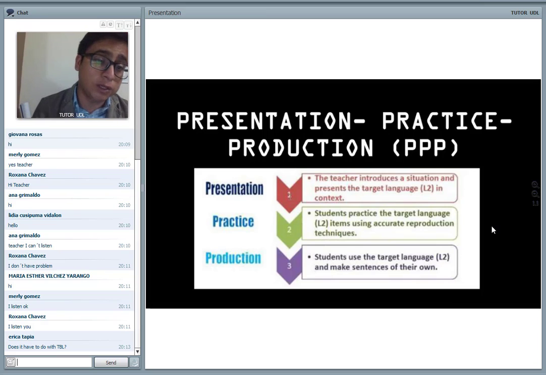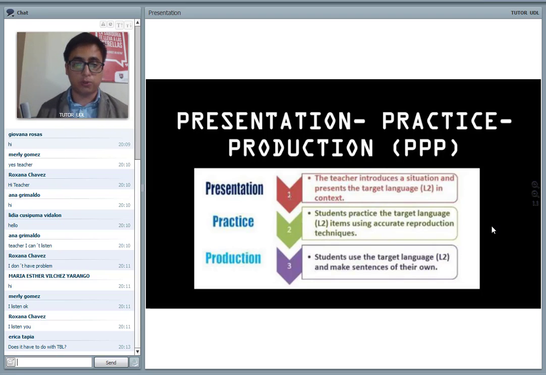This is a kind of approach that you can use, as I told you, with your students when you want to introduce a new grammatical structure, okay? So it has 3 steps, as you can see, the 3 P's. The first one, presentation, is when the teacher introduces a situation. It can be a grammar topic, maybe a vocabulary topic, okay? Any language you would like to introduce to your students in a lesson. Of course, you have to use the target language, in this case English, in context.